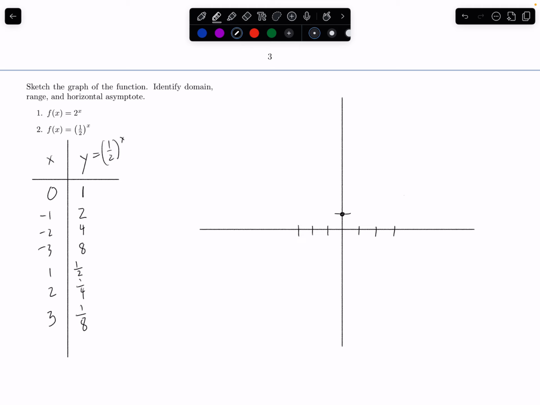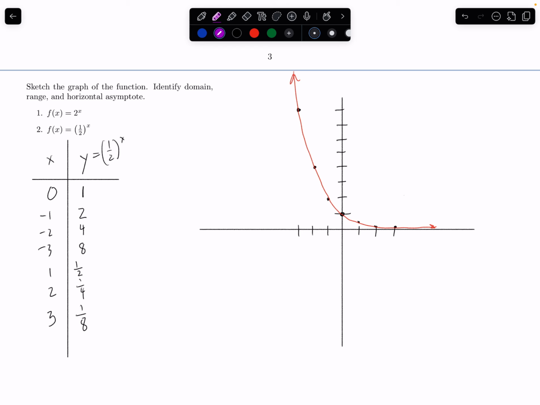Right? Negative 1 is got 2. Negative 2 at 4. Negative 3 at 8. And then positive 1 at a half, positive 2 at a fourth, positive 3 at 1/8. Okay, that's not totally accurate, but you get the picture. Okay, so it's going like this. And then it starts approaching that horizontal asymptote like that.